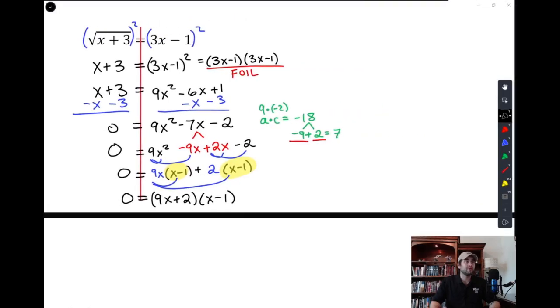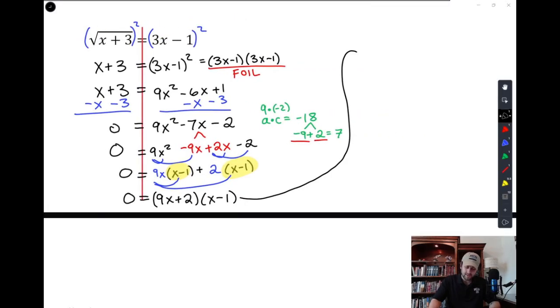I'm out of room here, so I'm going to go off to the side a little bit. And I'm going to set each of those equal to 0 and solve. The left-hand side one is going to result in x = -2/9. And the right-hand side one is x = 1. How did we get those? We set them equal to 0 and we solved. We're just spending a little less time doing it because we've done it in the past 2 videos and the notes and the homework. And hopefully you're getting pretty good at solving these things by now.